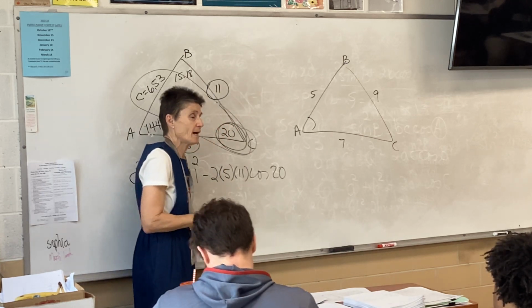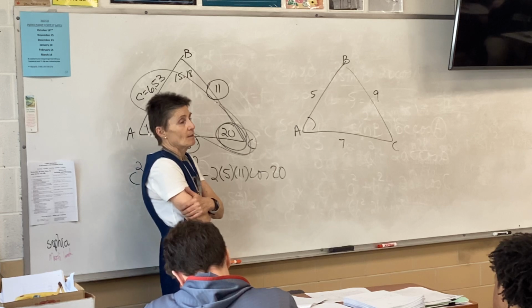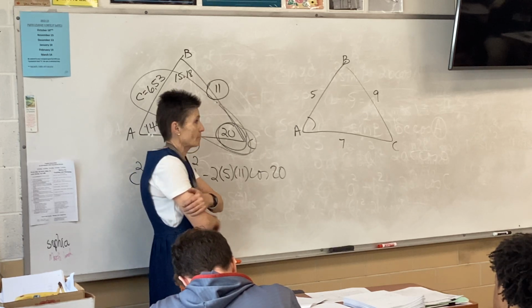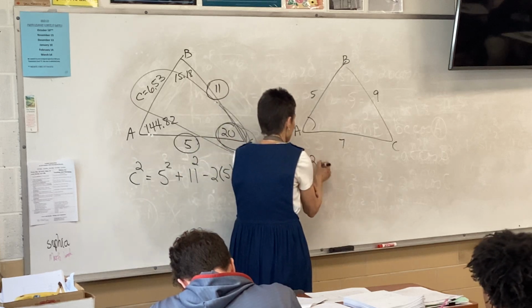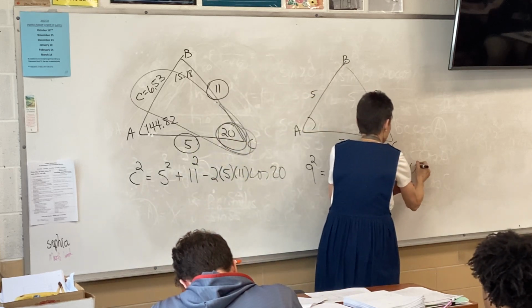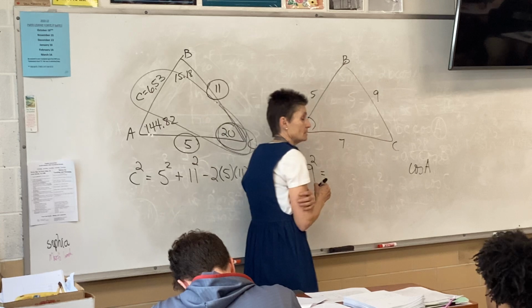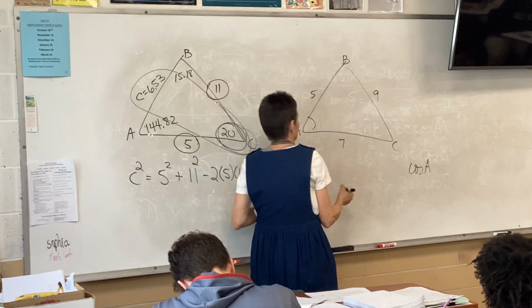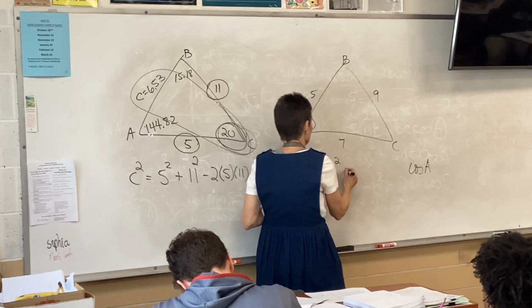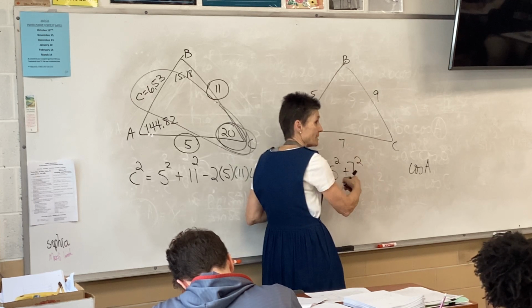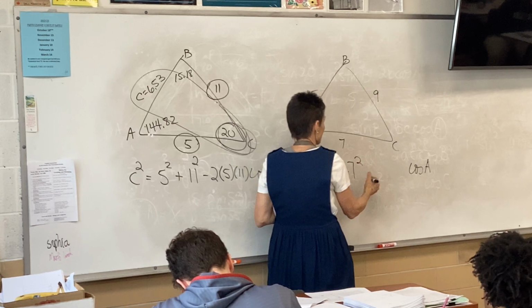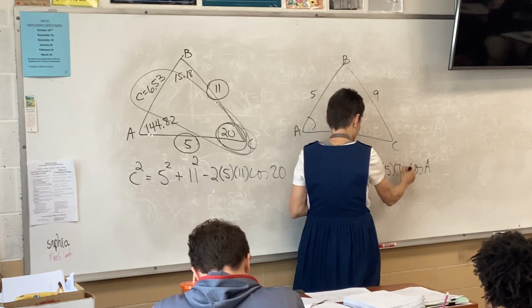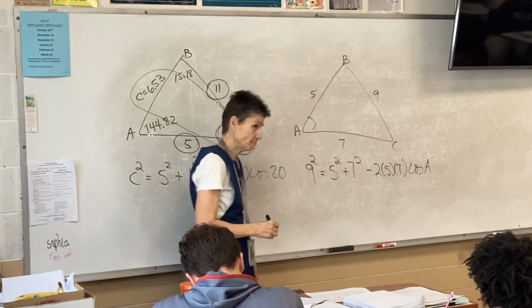What's it going to look like when I set up the law of cosines to find angle A? 9 squared equals, and then out here on the end is going to be cosine A. And then what's going to be in the middle here? 5 squared plus 7 squared, either order, that doesn't matter. 5 squared plus 7 squared minus 2 times 5 times 7 times cosine A.